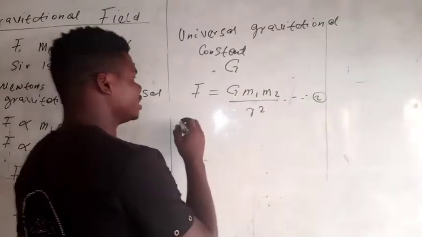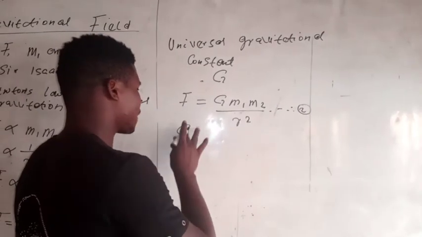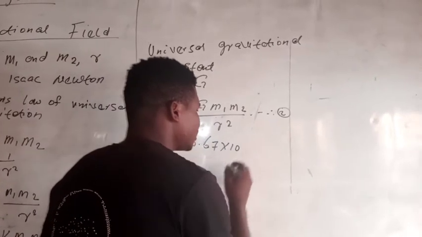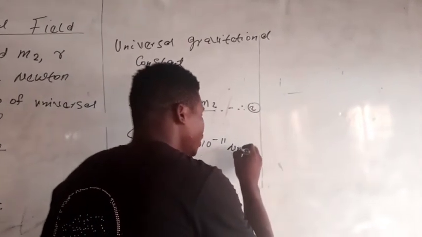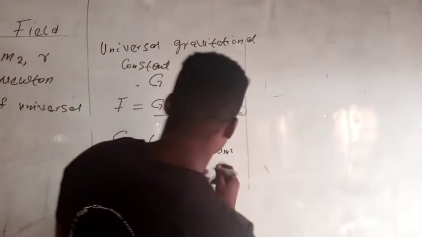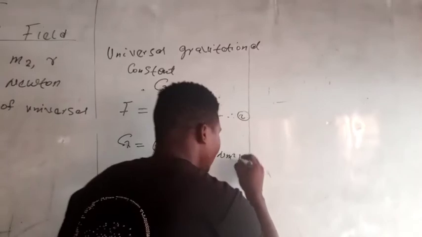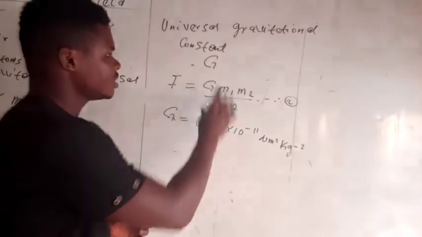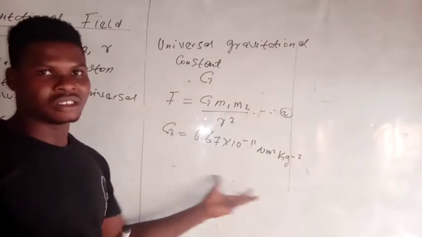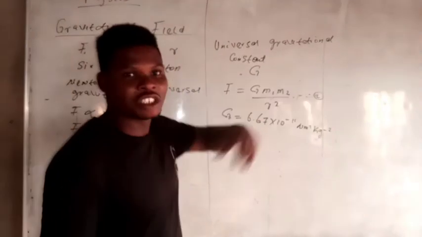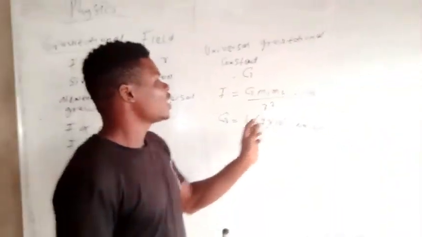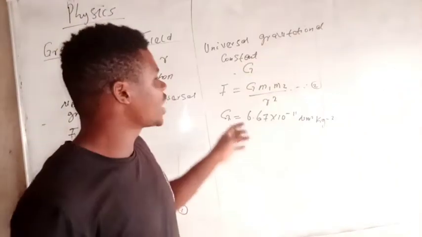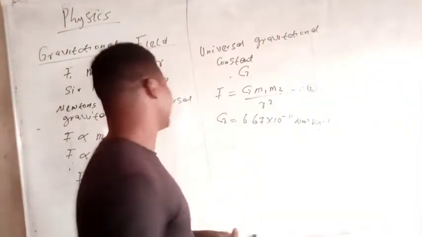Then in physics, some constants have a numerical value which we can use to represent them. The numerical value of G is G equal to 6.67 times 10 raised to the power minus 11 Newton meter square per kilogram squared. So this is the numerical value of the universal gravitational constant. Having known the mathematical statement of Newton's law of universal gravitation, I think we have to solve one or two examples to better our understanding on how we can use the equation to solve problems.